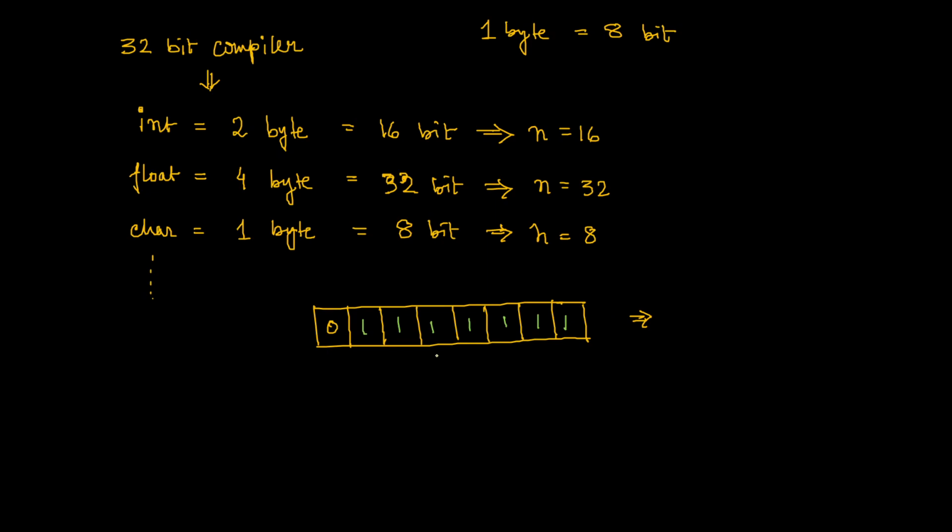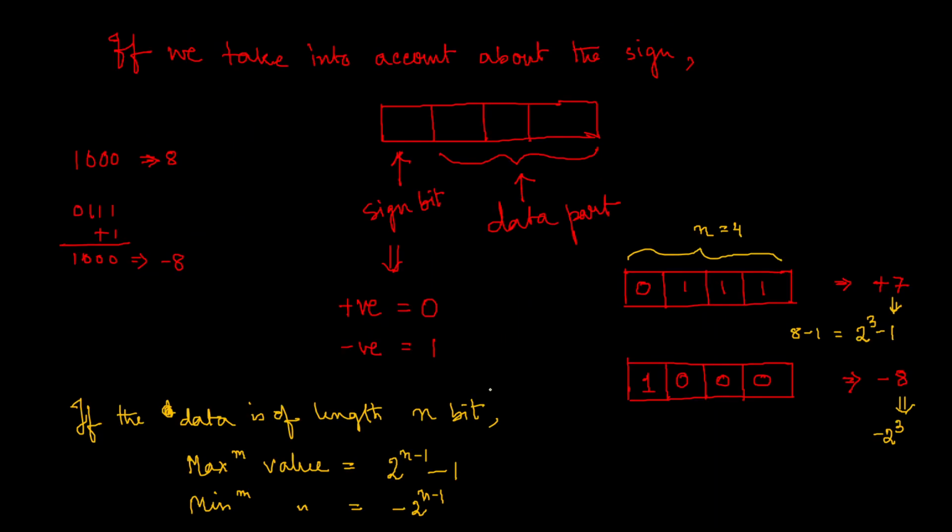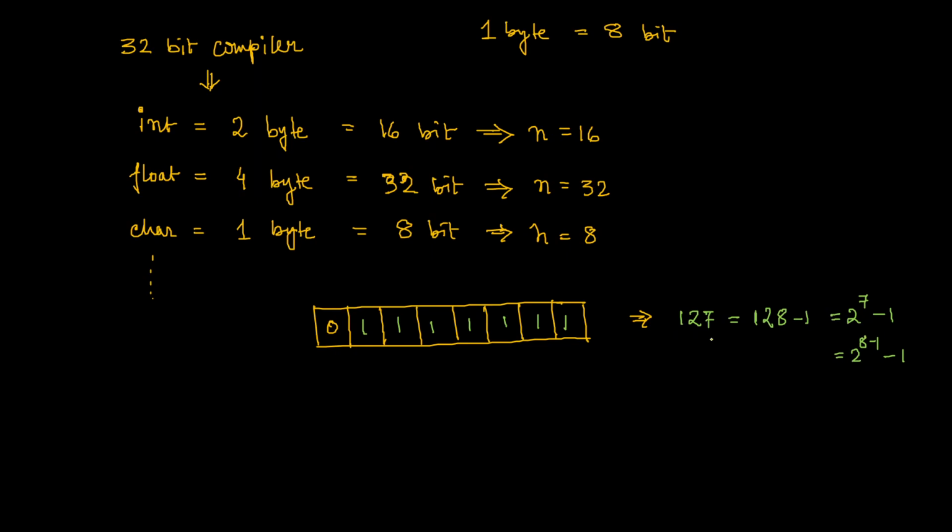Okay. And what does it mean? It means if you do the corresponding decimal, you will find it is basically 127. Means 128 minus 1, means 2 to the power 7 minus 1, means 2 to the power 8 minus 1 minus 1. Just what I have found: 2 to the power n minus 1 minus 1. You will find that if you do it at home.